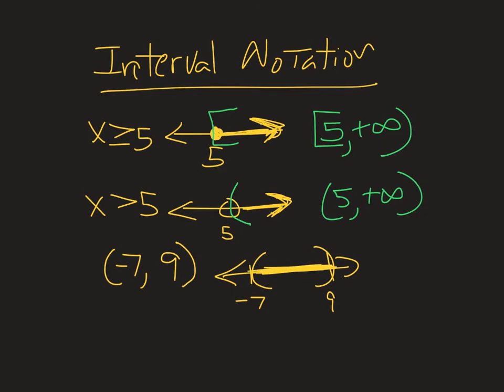So 9 is not on this graph, but 8.9991 would be. So it's everything smaller than 9. So that's the idea of interval notation. Square brackets mean the endpoints are included. Round brackets mean that it is not. There's many examples in your book on page 4.